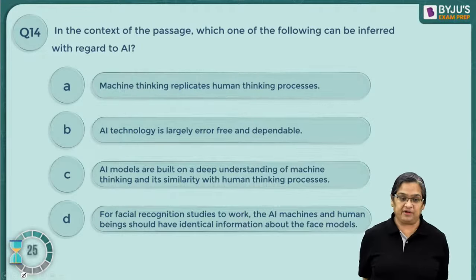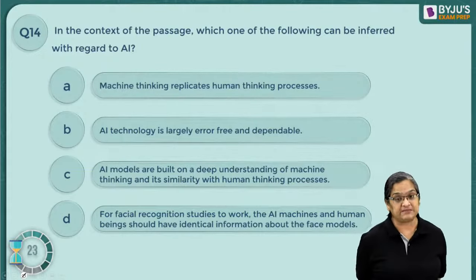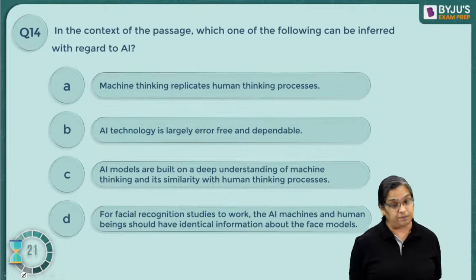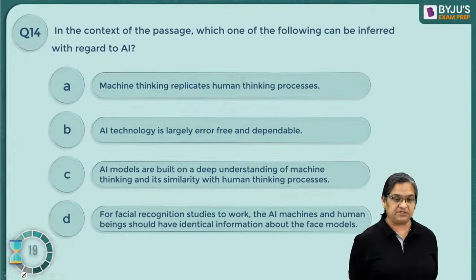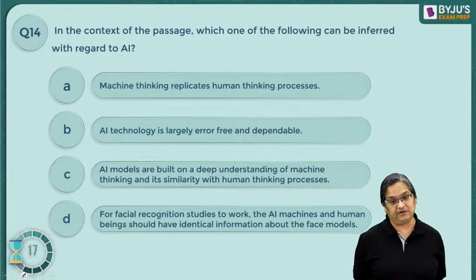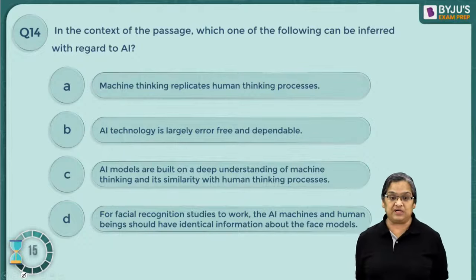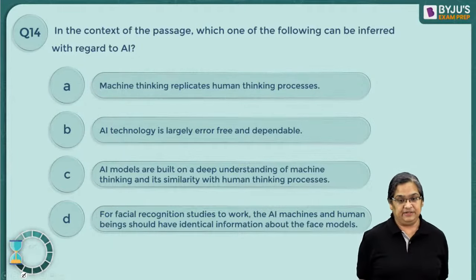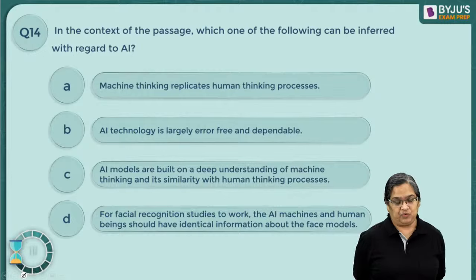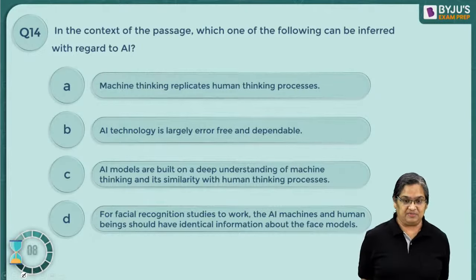What can you infer about AI based on what has been given in the passage? So only one option is correct. All options look similar, look like they can be inferred. So obviously look for words that change the meaning in the option from what has been given in the passage. All right.